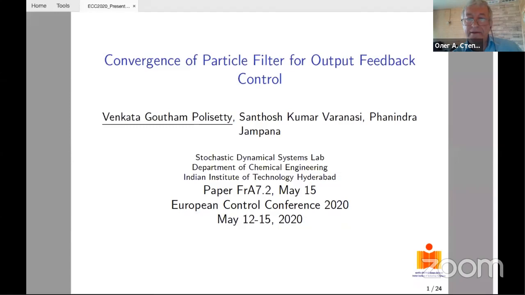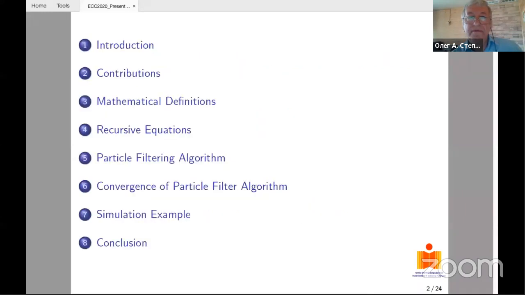The title of the current talk is Convergence of Particle Filter for Output Feedback Control. The outline of the talk is as shown, which includes the following 8 sections.